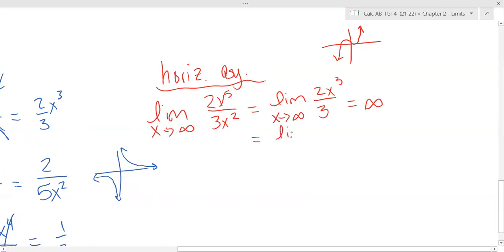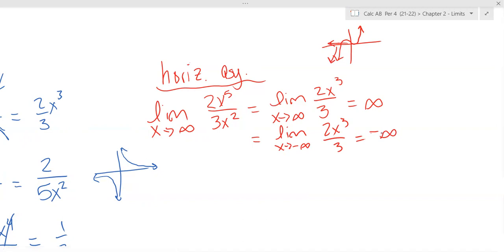But what if I asked you for the limit as x approaches negative infinity? Now you've got to consider the fact that of this cubic function, when I approach negative infinity, my values are actually getting smaller to negative infinity. So that's the only thing about that one, it's not always infinity. It's not always negative infinity. It depends on the function.